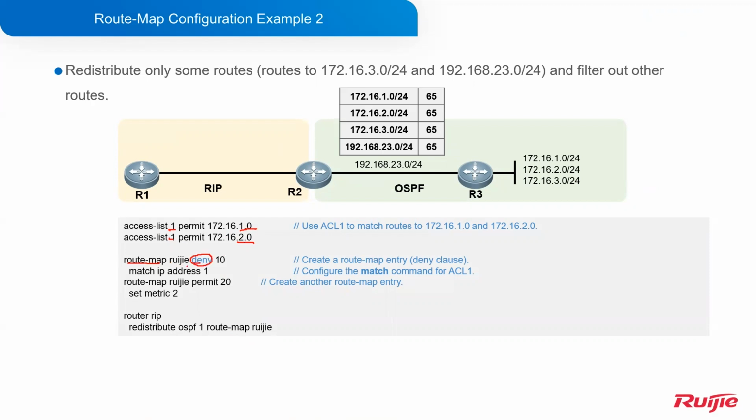What we do here is deny. You can see it's deny. Match IP address 1 and route match. And route map Ruijie permit 20 set metric 2. So we will deny 172.16.1.0 and 2.0. They will not be redistributed to RIP. And for the others, we will change the metric to 2. The result is shown here, metric 2, right? And these two routes are filtered by using the route map. Of course, we should refer to this route map during the route redistribution.